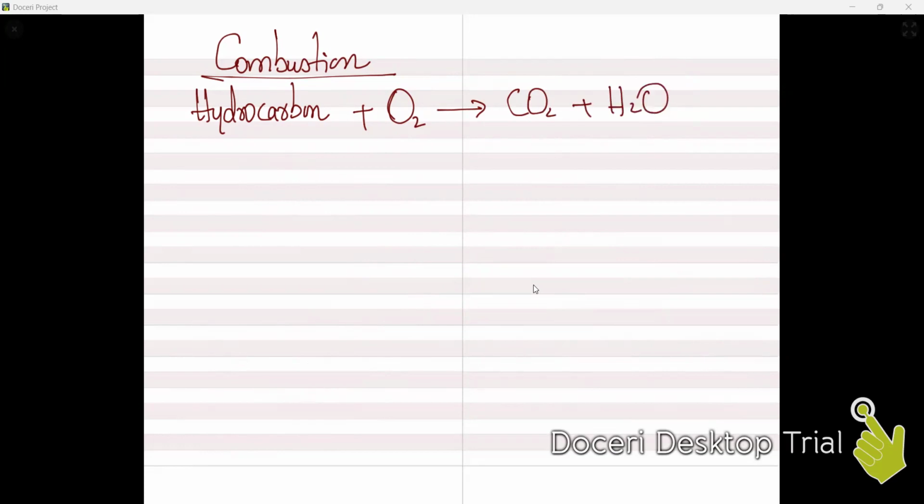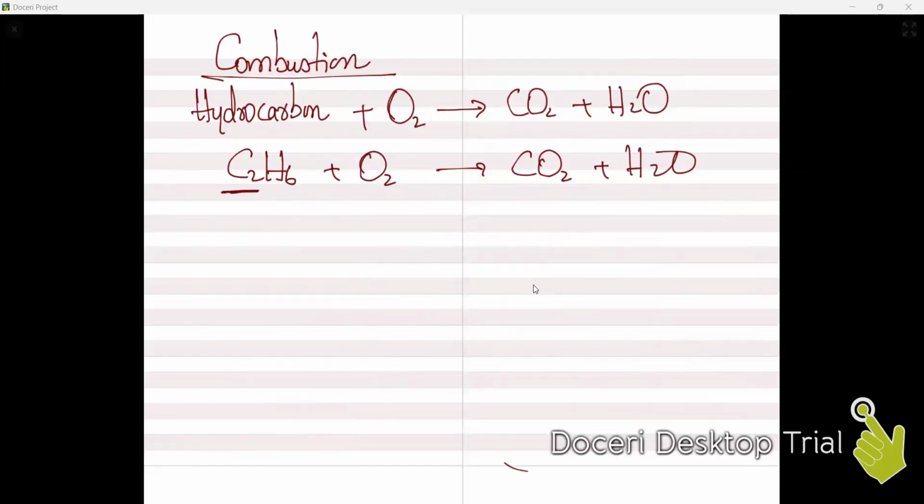For example, let's suppose I take C2H6. If it reacts with oxygen, it produces carbon dioxide plus water. What kind of equation comes in here? The equations related to this are to balance, basically.